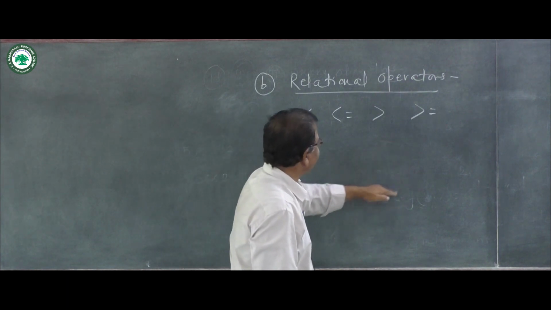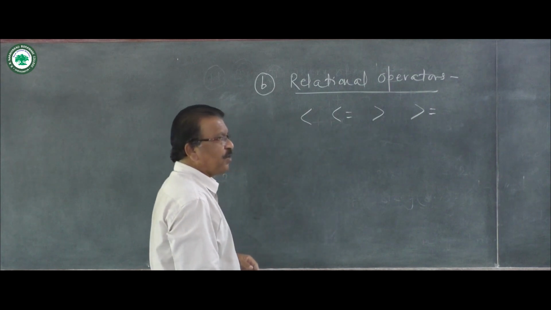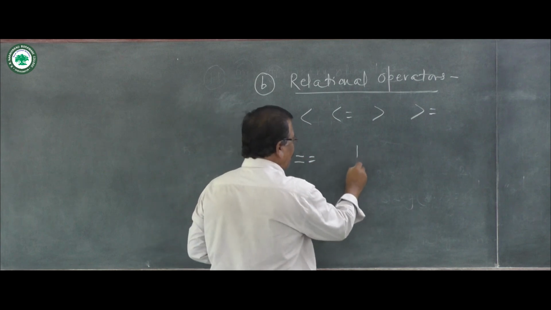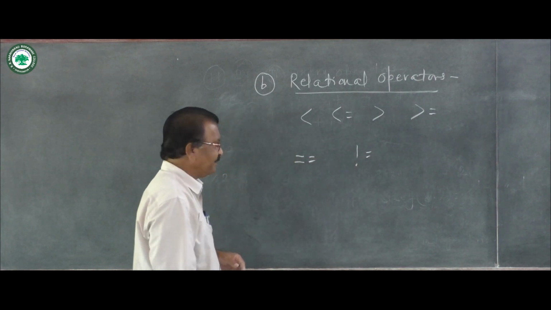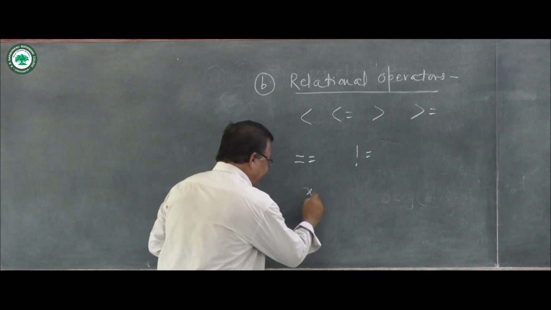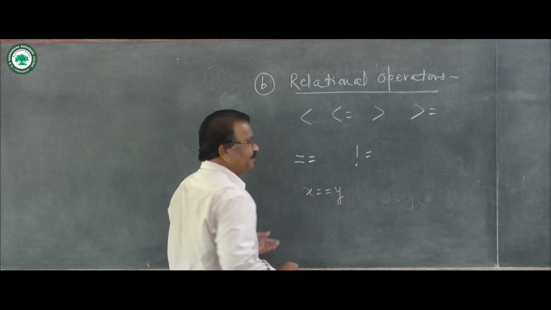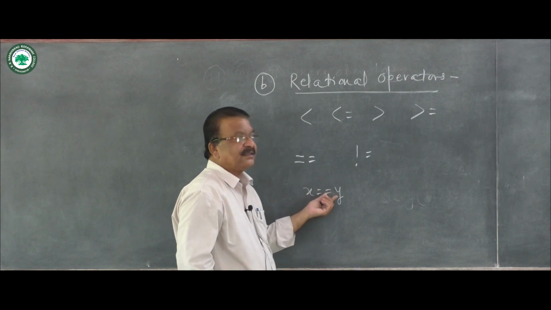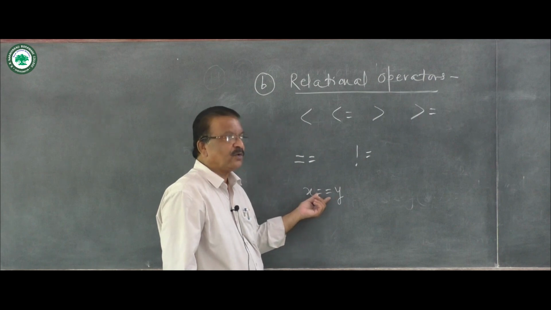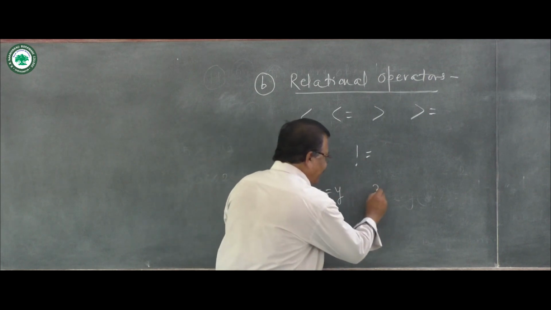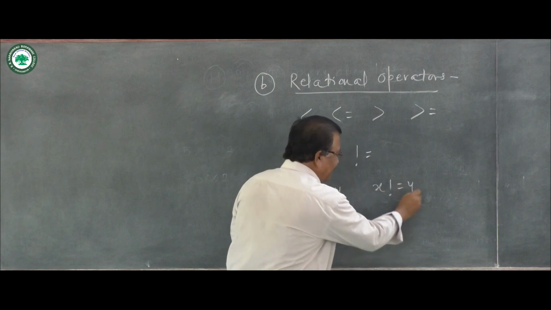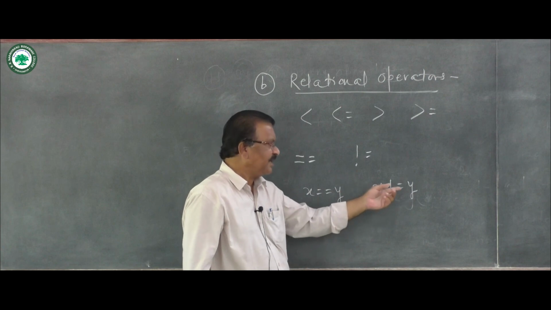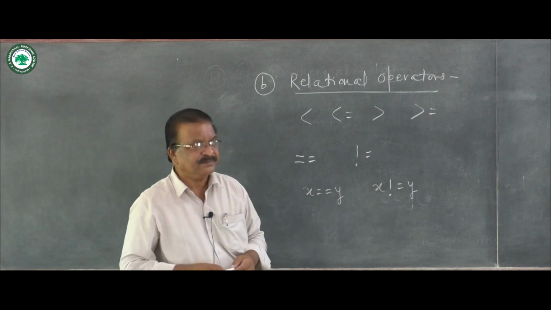Then closely associated with these 4 relational operators, we have 2 equality operators, namely equal to and not equal to. Example of equal to: x equal to y. The meaning is, whether the value of x is the same as the value of y, the answer would be either yes or no, or true or false. Similarly, if x is not equal to y, then the answer would be 1 or true.